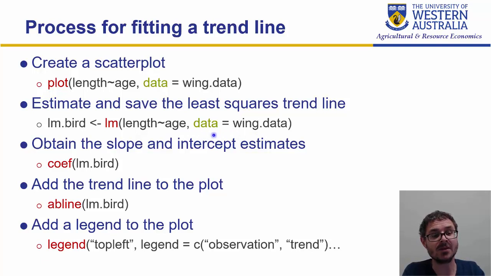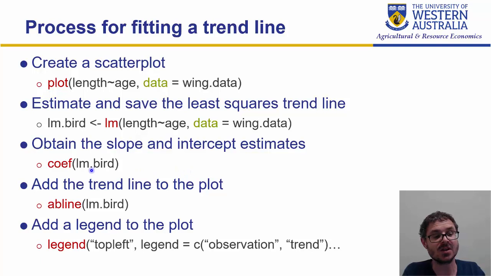So I haven't put with. The with command doesn't work anymore, but you just say the data set that I want to use, which is the data set I've read into R, wing.data. And what I'm doing here is I'm saving the output. So this is called the assignment operator. So I'm going to create in R an object called lmbird. lmbird is going to be saving the results from my linear model. So my linear model that I want to fit to the data has the dependent variable, which is bird wingspan length, and then the explanatory variable, which is bird age. And where is R going to find these variables? It's going to find them in the data set.